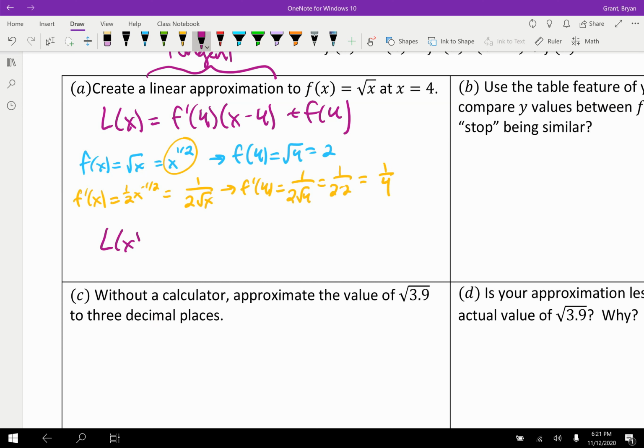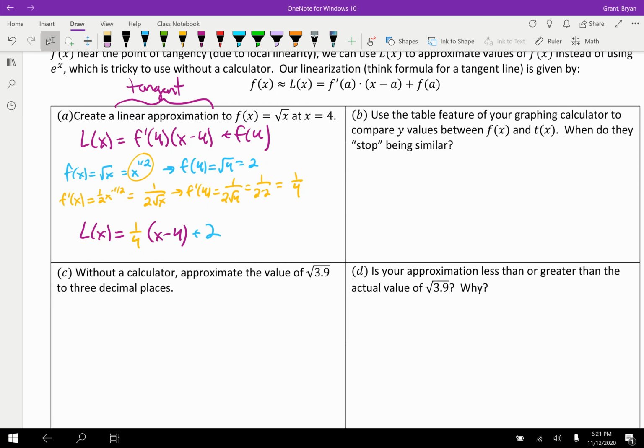Final linear approximation, we end up with 1/4 times x minus 4 plus 2. Cool. Now, it suggests to use the table feature of your graphing calculator to compare the y values. I'm going to do this visually. Tables are cool, but I find myself not using them too often.